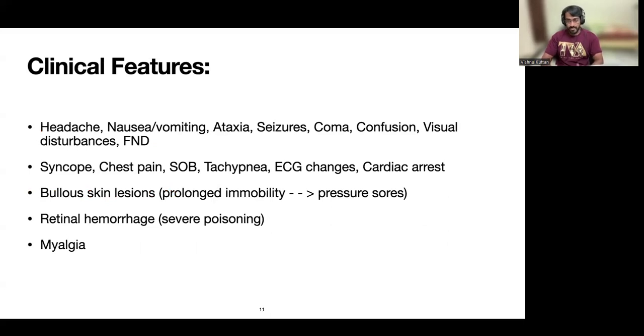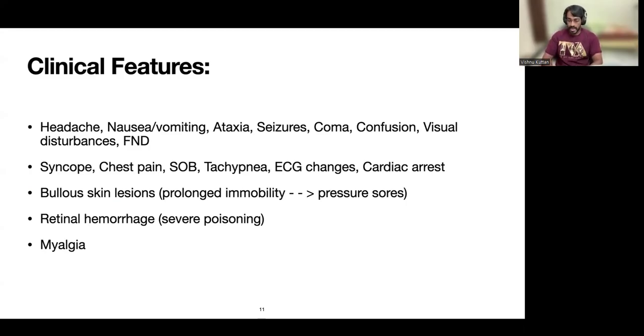And clinical features: different symptoms, right from headache to full-onset coma. Second thing is your serious manifestations that can start right from chest pain, syncope, SOB, tachypnea. It can range up to cardiac arrest. And the fifth point I've written is myalgia. In severe poisoning, you can find something like a retinal hemorrhage, or in patients who have prolonged immobilization, all the gases can get accumulated, and it can result in something like bullous skin lesions. So all this can happen, but at the very basic level, let us just remember that it produces cardiac manifestations, it produces neurological manifestations.